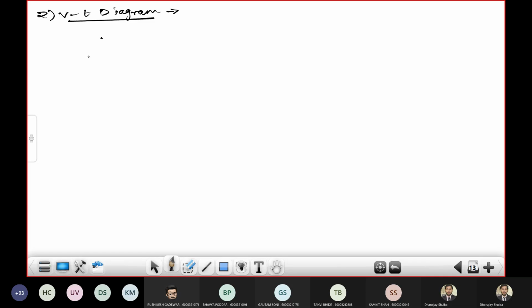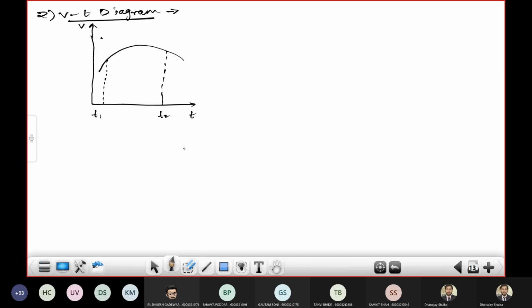So now let us consider the VT diagram. Let's say I take any random figure. This is my V, and the X-axis is always fixed. Now let us take any curve. Again, I consider two intervals here. Let's say this is T1 and this is T2.